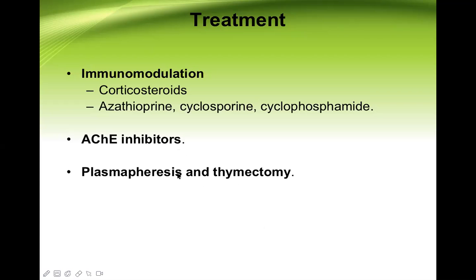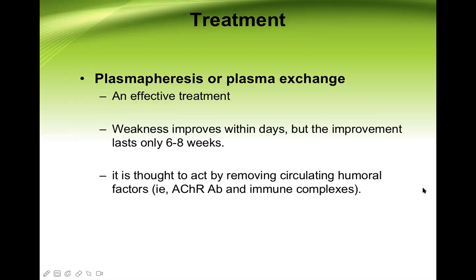Another modality of treatment is plasmapheresis and thymectomy. Plasmapheresis is like a filtration of plasma. We remove those autoantibodies from the plasma, and thymectomy is removal of the thymus in case of malignancy. Now, plasmapheresis or plasma exchange is an effective treatment, and in this treatment, the weakness improves within days, but the improvement lasts only 6 to 8 weeks because the body will again synthesize some of the antibody. Until and unless you go for the curative treatment, the antibody will be formed again. That's the important point. It is thought to act by removing circulating humoral factors, that is, acetylcholine receptor antibody and immune complex. So it is an effective type of therapy.